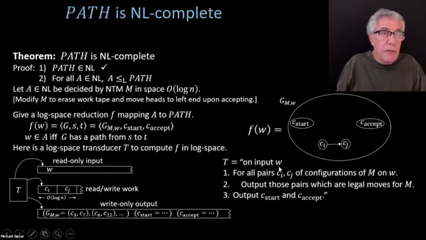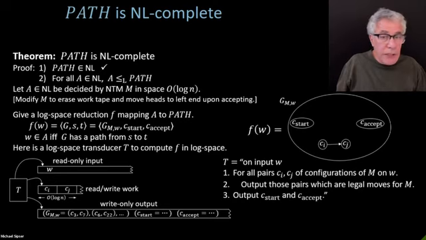Here is the transducer. It says on input W, for all pairs of configurations, which are now getting written down on the right work tape, you output those pairs which are legal moves for M. And then finally, you output the start and the accept. That's it. Let me take any questions here.